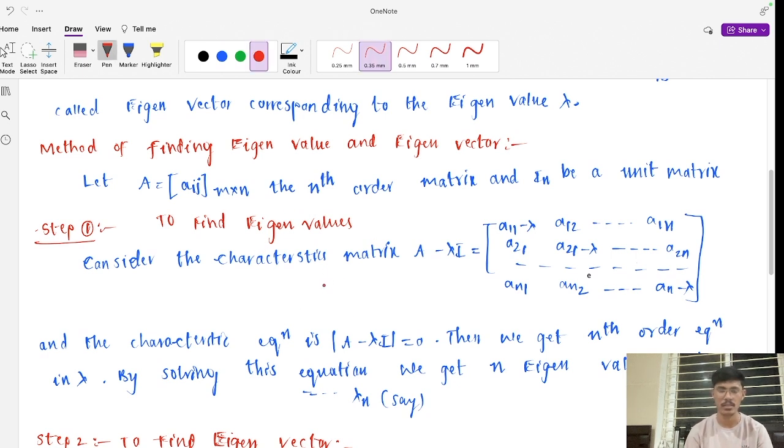There are two cases: for a 2 by 2 square matrix there is one formula for finding the eigenvalues, and for a 3 by 3 matrix there is another formula. We consider the characteristic matrix A minus lambda I.